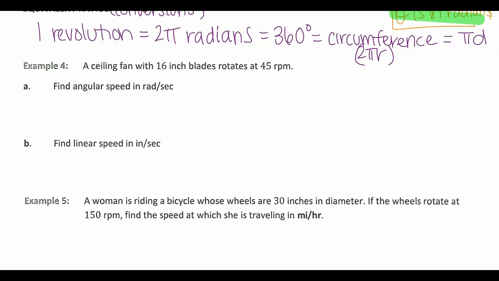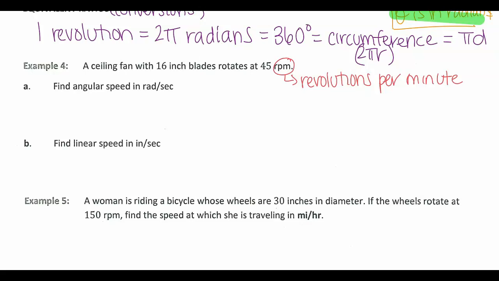Example 4 says a ceiling fan with 16-inch blades rotates at 45 RPM. RPM, some of you guys might not know, that's your revolutions per minute. So that's your revolutions per minute. We need to find the angular speed and the linear speed for this problem.